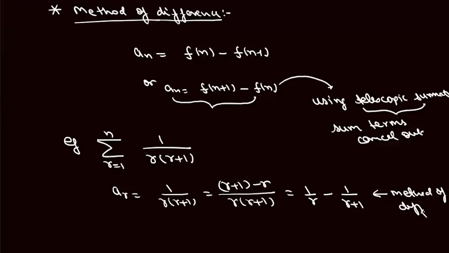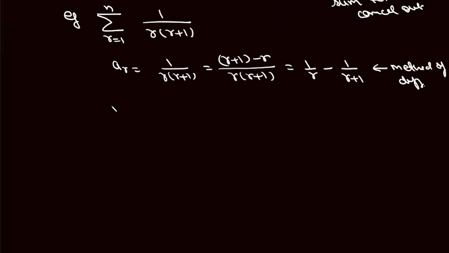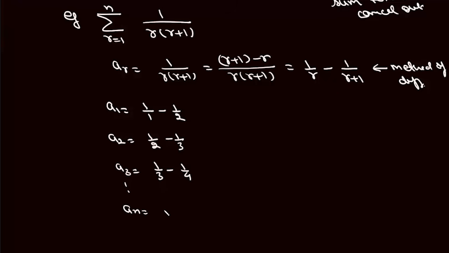Now we need to find the sum, and we'll find the sum using telescopic summation. If we write our first term a1, we put the value of r as 1, so it'll be 1 upon 1 minus 1 by 2. Second term, we put r as 2, it'll be 1 by 2 minus 1 by 3. Third term, 1 by 3 minus 1 by 4. And nth term, it'll be 1 by n minus 1 upon n plus 1.